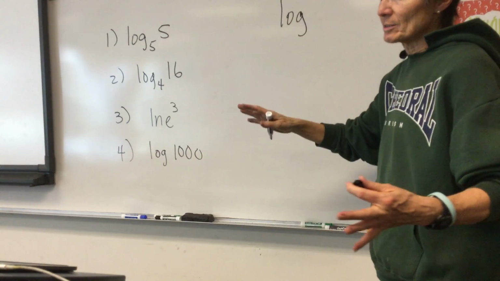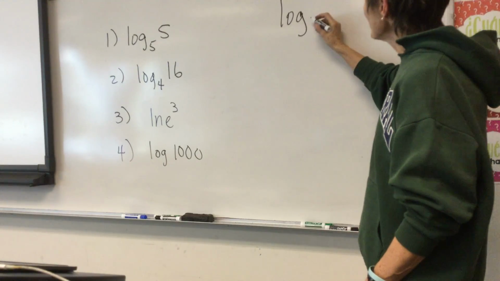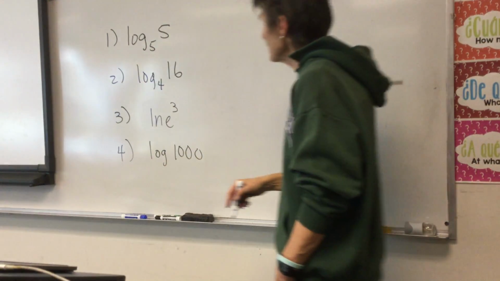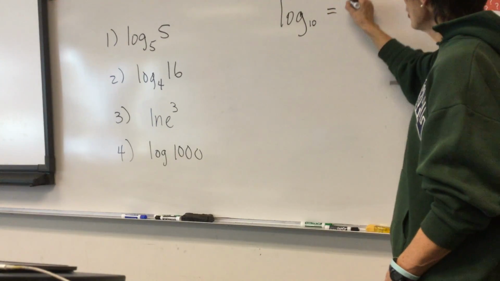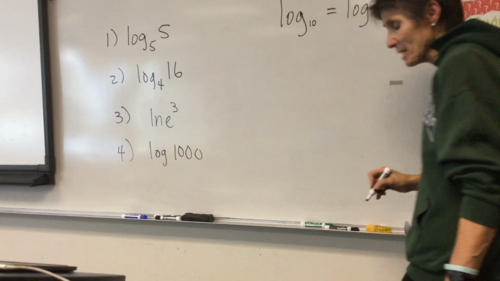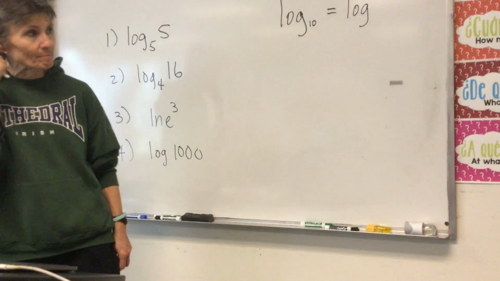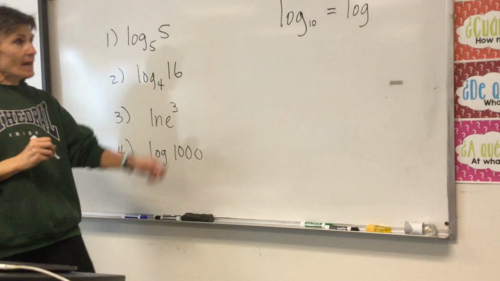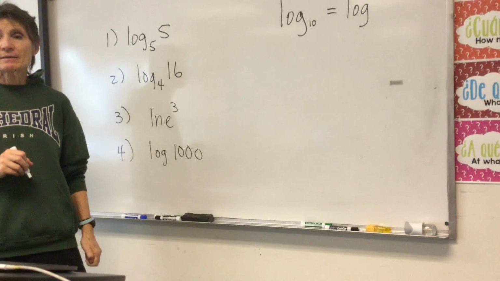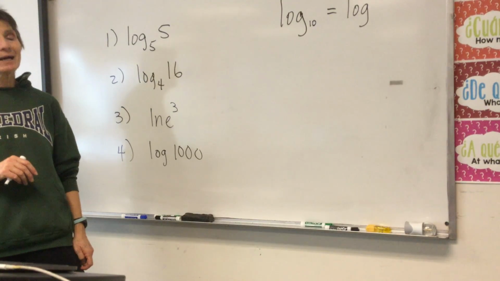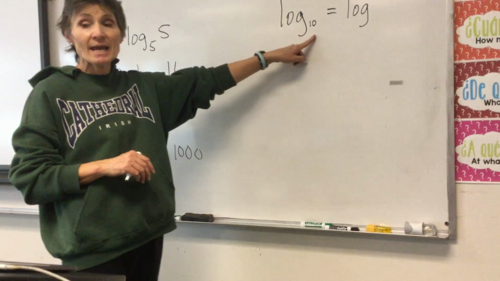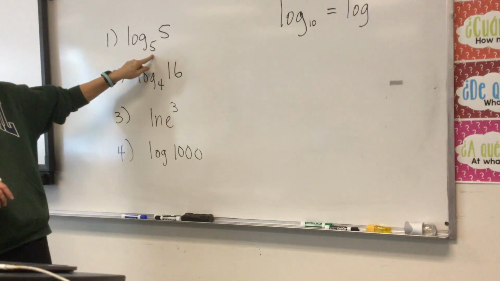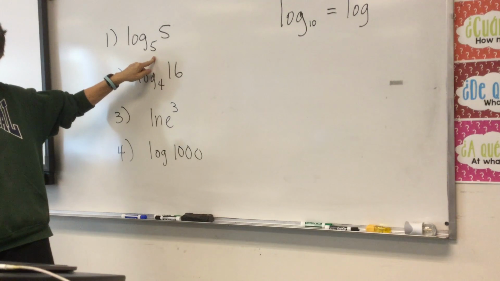Because you guys did logarithms last year, but I don't know how much you remember. Logarithms always have a base attached. This one has a base 5. This one has a base 4. If there is no base attached to a log, then it automatically means base 10. These are what we call common logarithms. And the log means base 10. So on your calculator, you have a log key, and that is a base 10 logarithm. The log key will not work on this problem because this is a log base 5, and your calculator does not have a log base 5 button.